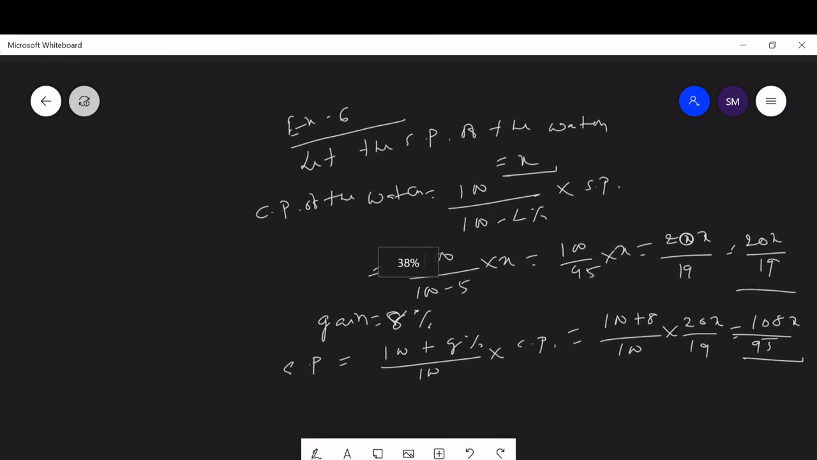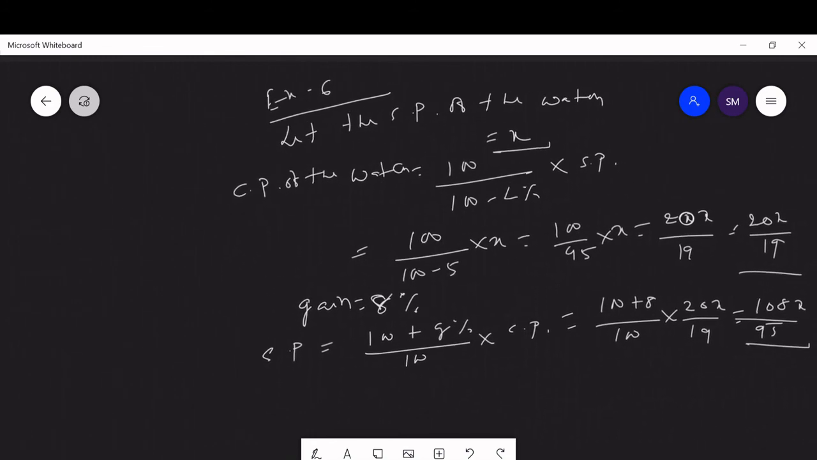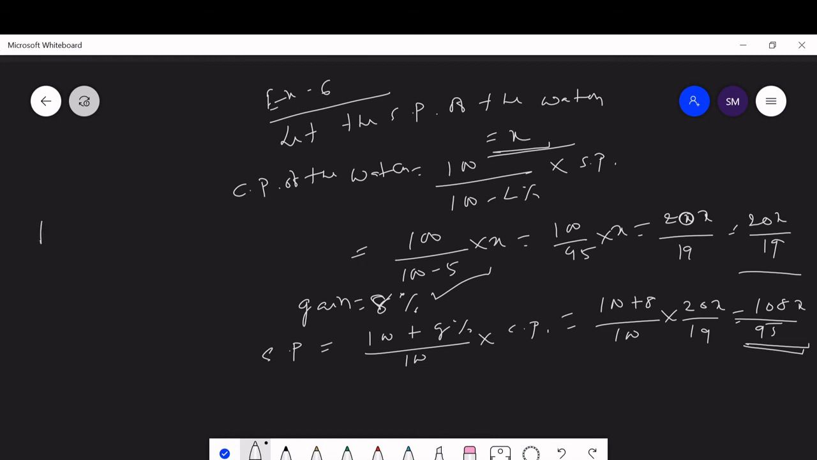Keep it here according to the question. He has sold it at X, but if he sold it at this price, he can get 8% gain, and he sold it at 104 rupees more. Then according to the question, 108x upon 95 minus x is equal to 104.